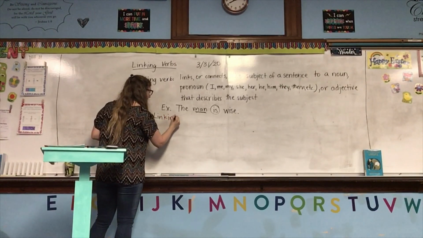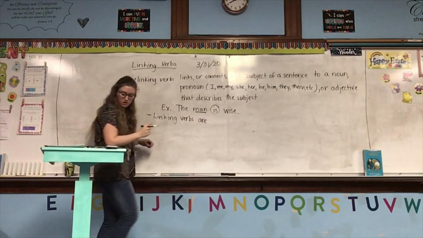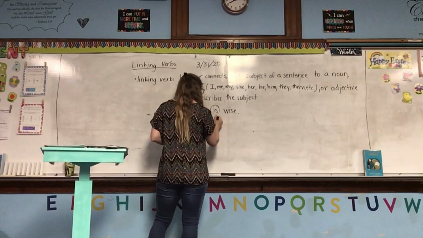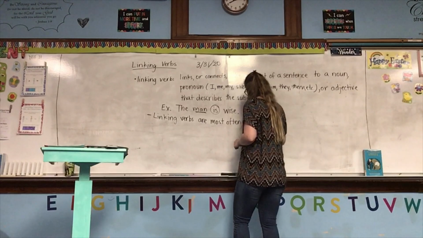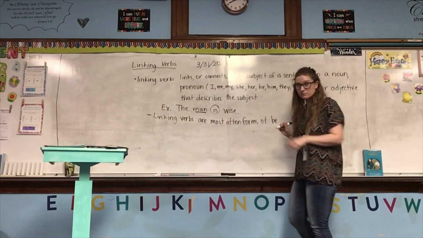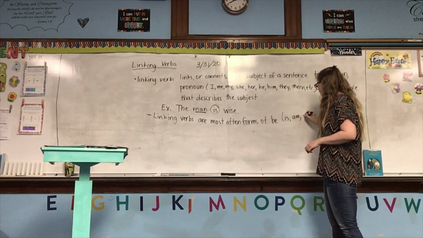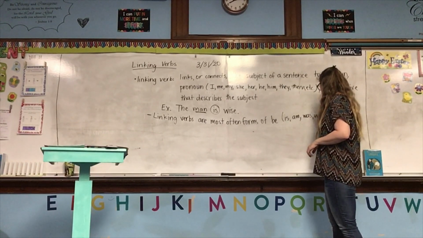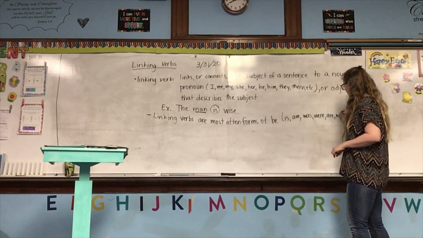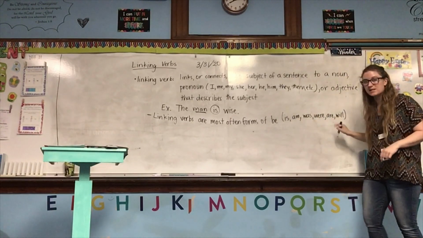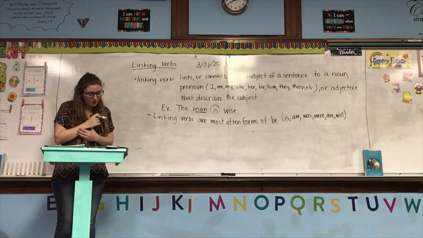Linking verbs are most often, not always, forms of be. Remember, the forms of be are is, am, was, were, or are, or will. These are the forms of be. They are linking verbs most often. They are not always.